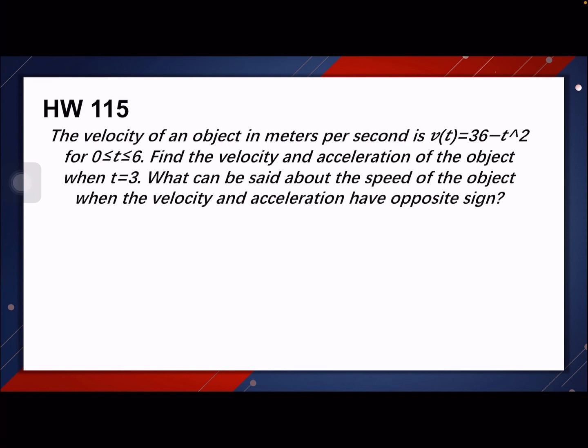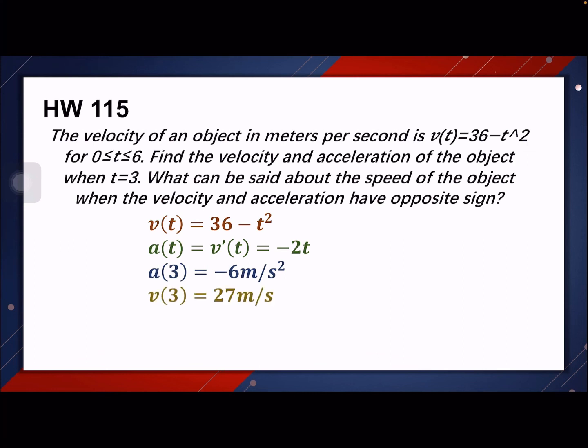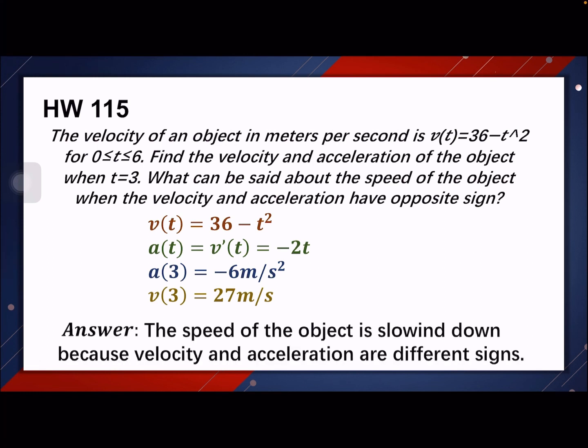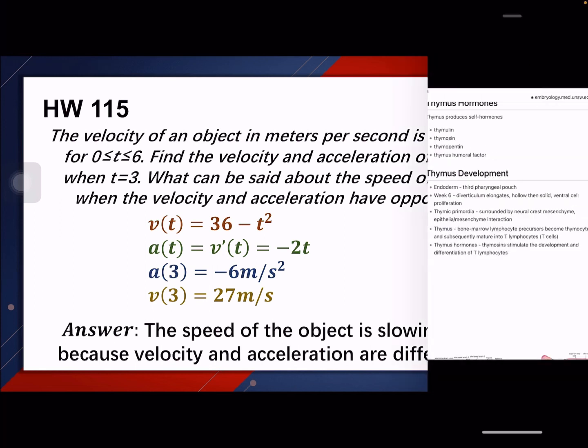As we know, the velocity is 36 minus t squared. So the acceleration will just be the derivative of velocity, which is negative 2t. Substitute the value t by 3. We can get the acceleration and the velocity value. And since they have different signs, the speed of the object is slowing down.